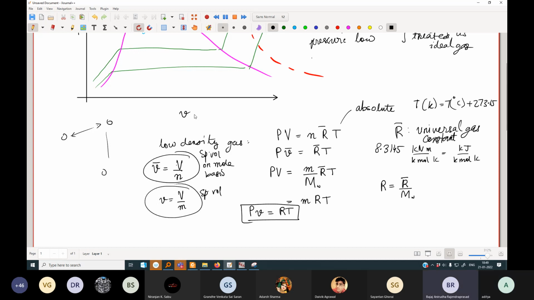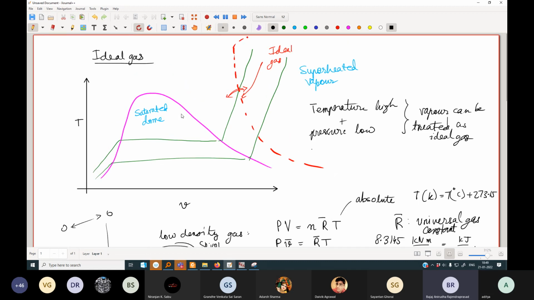Anyone? So, in our diagram, TV, I didn't get the red line, like what ideal gas is on the right-hand side and left-hand side. No, it could be any. I mean, we have drawn it for steam, for example.